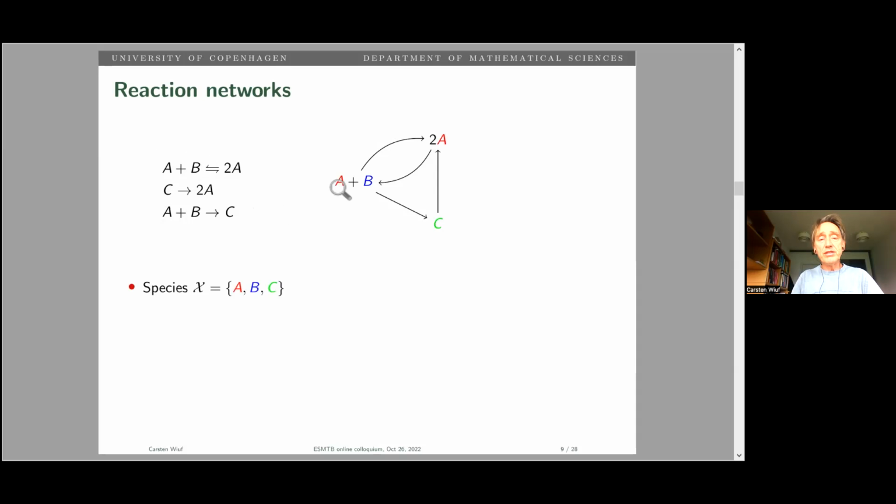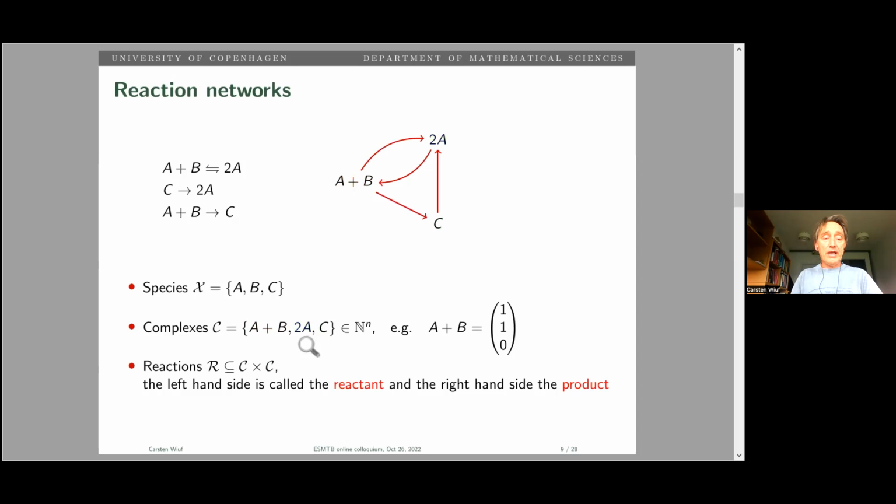There are a number of species, A, B, and C. There are a number of complexes. The complexes are at the ends of the reactions. So A plus B is a complex, 2A is a complex, C is a complex, and we consider them as elements in non-negative integer vectors. So A plus B is, for example, the vector (1, 1, 0), meaning there's one element A and one element B and zero C's. And then reactions are arrows between complexes, from one complex to another.